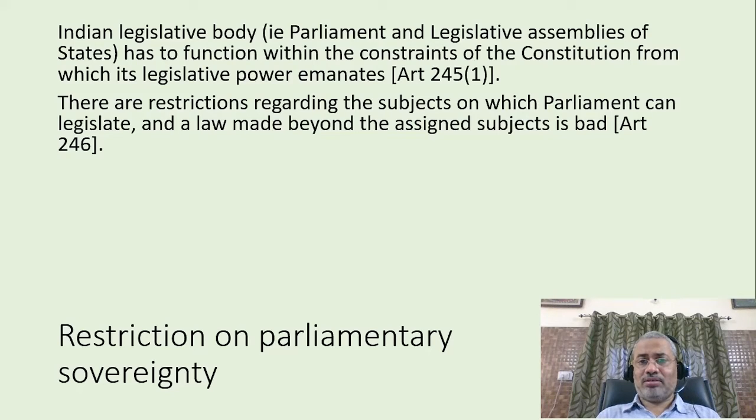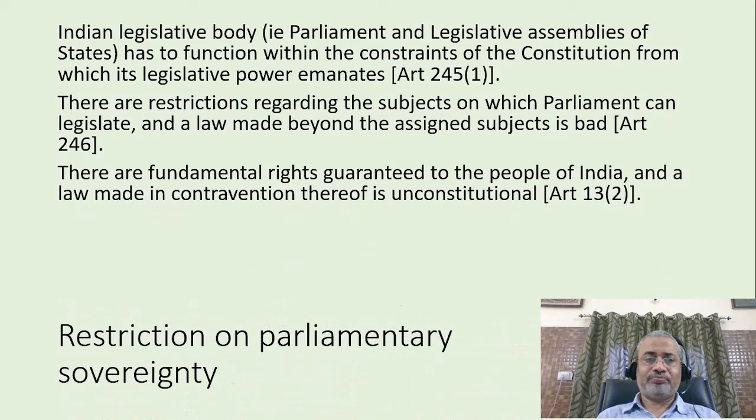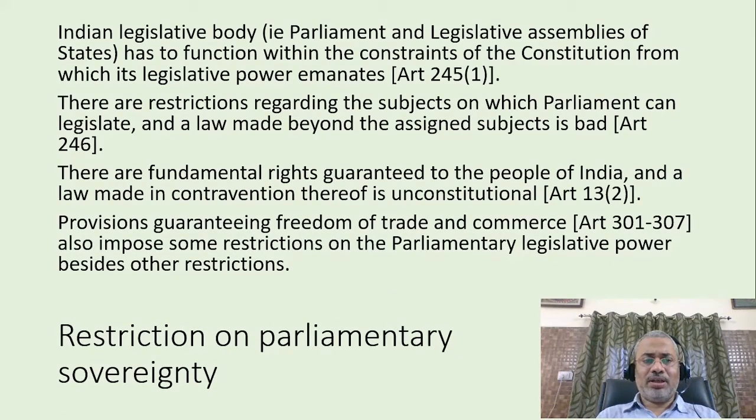And if it is found that the law made by the legislative body is beyond the assigned subject, then of course it will be bad in law. Then there are fundamental rights guaranteed to the people of India, and a law made in contravention thereof is unconstitutional, as provided in Article 13(2). We can find a list of fundamental rights enumerated in Part 3 of the Constitution. Then again, provisions guaranteeing freedom of trade and commerce, enumerated in Article 301 to 307, also impose some restrictions on the parliamentary legislative power besides other restrictions.